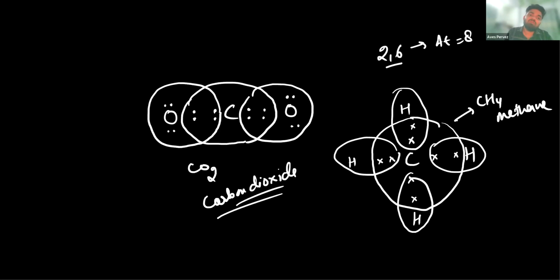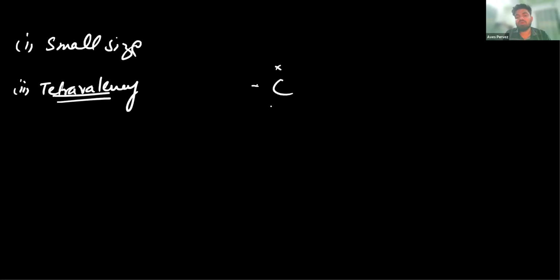The first reason why it is able to make a large number of compounds was its small size. The second reason was tetravalency. Because of tetravalency, it is able to make bonds with four similar or different atoms at a single time. Because of the 4 electrons in its outermost shell, it can make bonds with 4 atoms. For example, if this is a chlorine atom, Cl, it has 7 electrons in its outermost shell. 2,8,7 is the electronic configuration of chlorine.